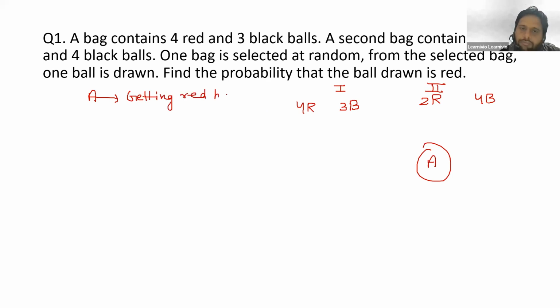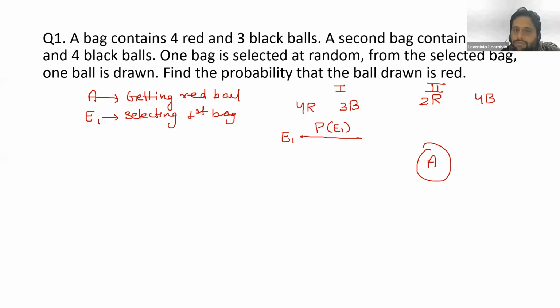Now, Umair, think like this. How will you draw a red ball? First of all, you will select a bag. So take E1 as the event of selecting the first bag. Always write the complete statement: event of selecting the first bag. Then from this first bag, you will draw a ball. So you need to find the probability of getting a red ball under the condition that E1 has already occurred. That means you have already selected the first bag, and from that you are finding the probability of A.